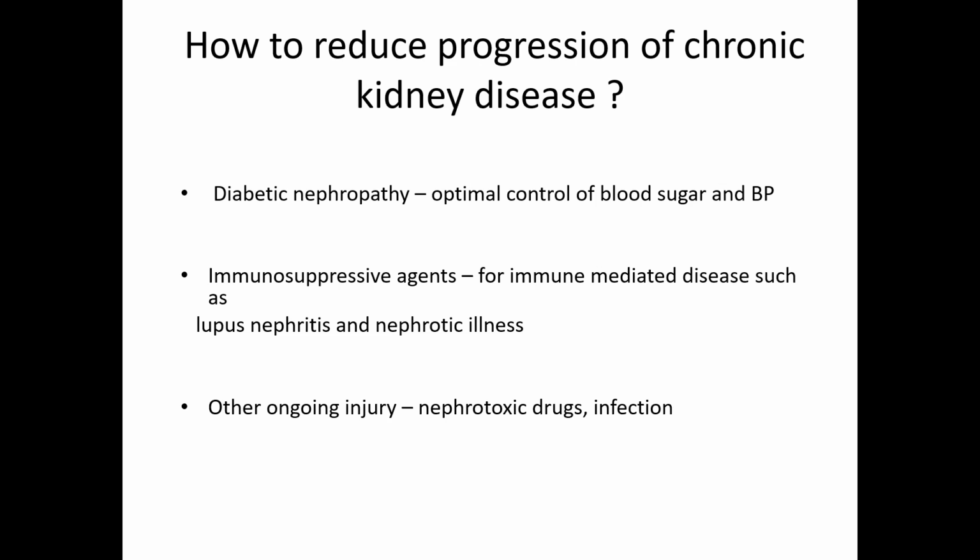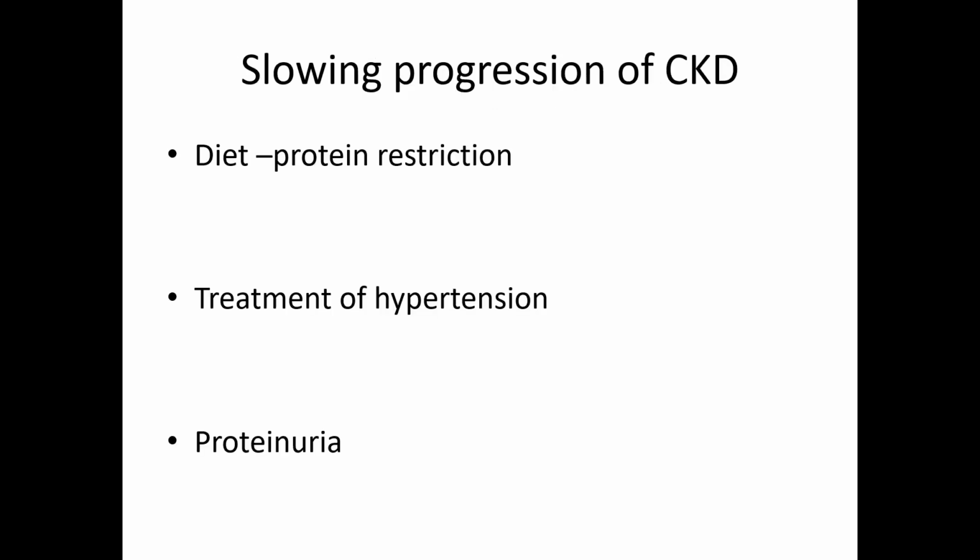Similarly, as I talked to you, if you treat the patient with nephrotic syndrome or lupus nephritis, we probably minimize the progression of the chronic kidney disease. So how can we slow it? Are there other methods which can slow down the progression of chronic kidney disease? Particularly, there is a role of diet. If the patient is not malnourished; when the patient is already malnourished, we should not do protein restriction.